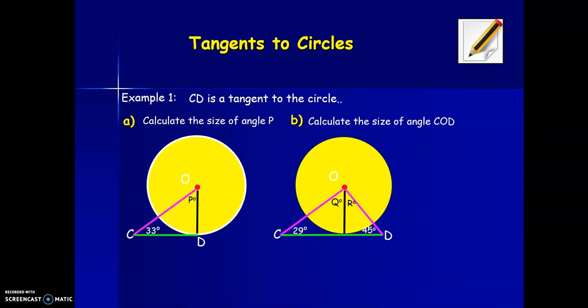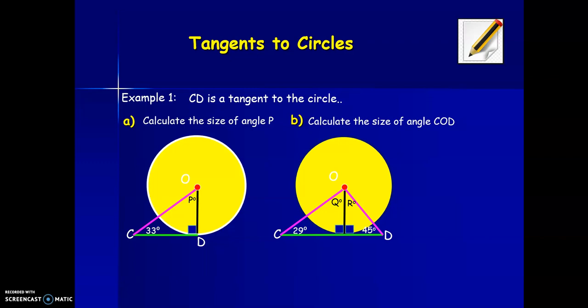So let's look at some examples where we're actually using this information. We're told that CD is a tangent to the circle. In A, we want to calculate the size of P, and in B, we want to calculate the size of angle COD. Now, firstly, if it tells you in the question that you have a tangent, then the first thing to do is draw in the right angles. So we mark them on our diagrams.